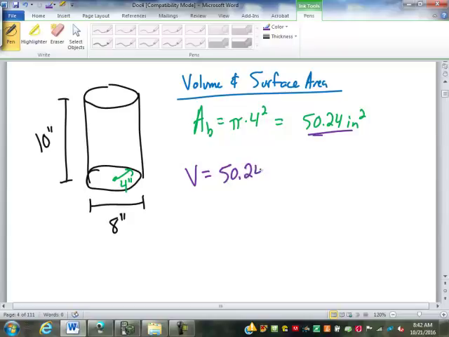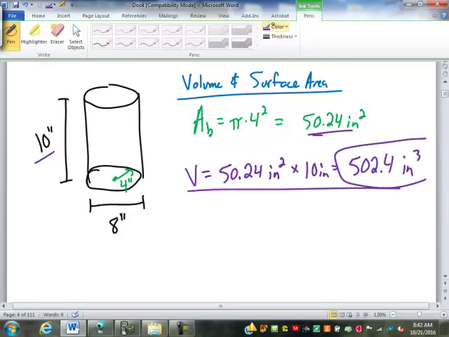Perfect. The area of my base, which is 50.24 square inches, times my height, which is 10 inches. So 502.4 cubic inches. There's my volume. So done with volume. On to surface area.